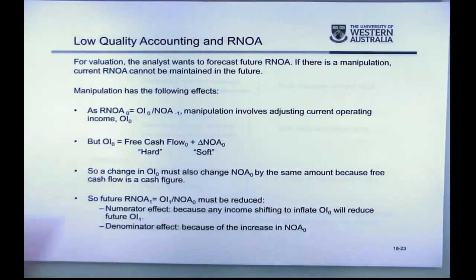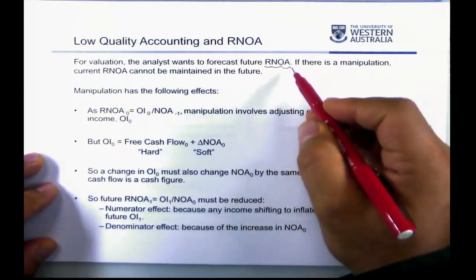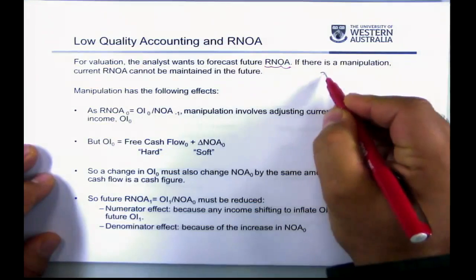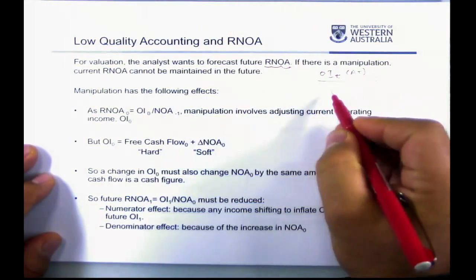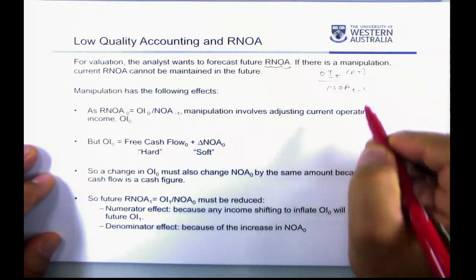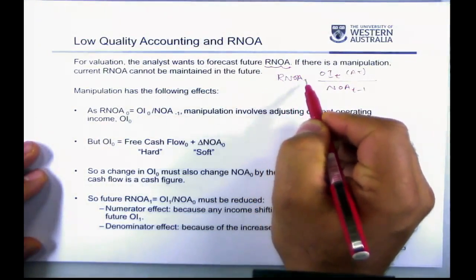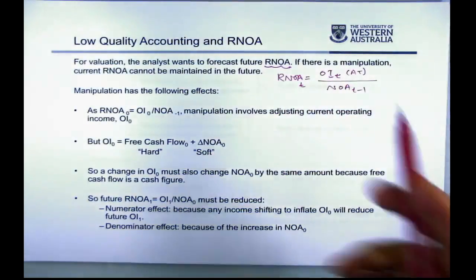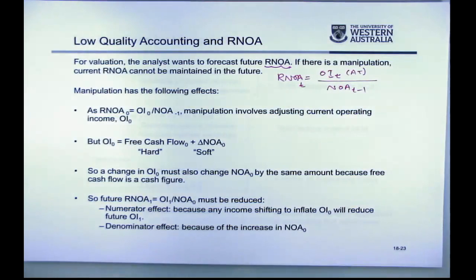Remember, last week we discussed some ratios, and one of them was the return on net operating assets, and I highlighted this ratio. I told you this ratio is very important. Remember that the return on net operating assets at time t is equal to operating income at time t, on after-tax basis, divided by net operating assets at time t minus 1.